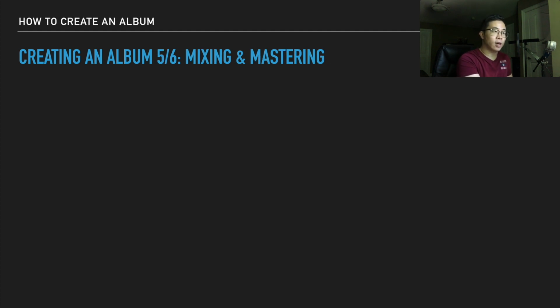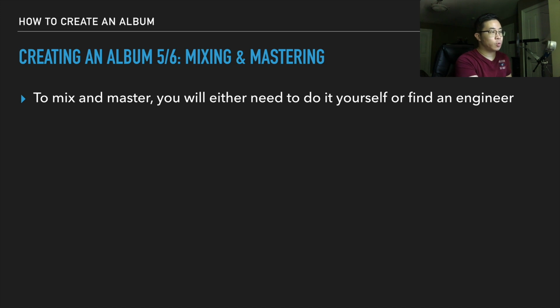Then we move on to step 5, which is mixing and mastering. In order to do this, you'll either need to do it yourself or find an engineer, someone who does this professionally. For me, I tend to like to do it myself, because I like being in control of all the music. But at the same time, someone actually reached out to me and offered to mix and master my album for me for free.